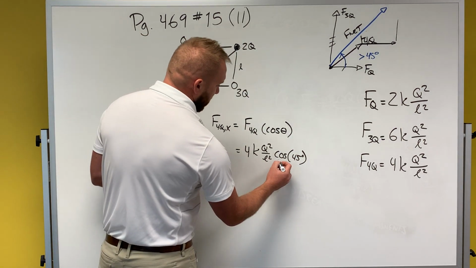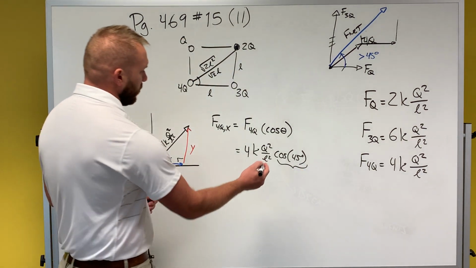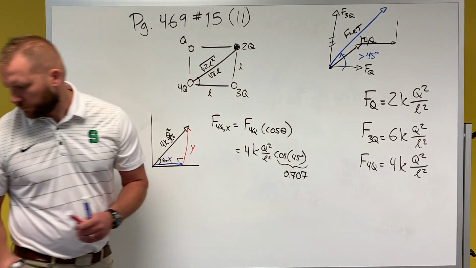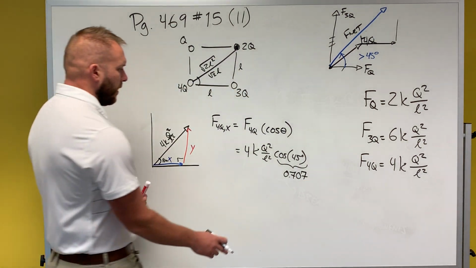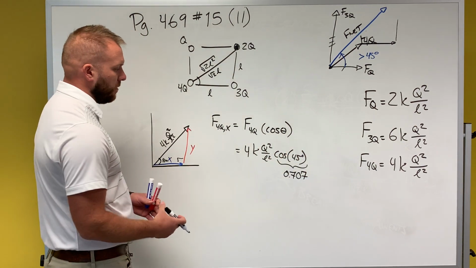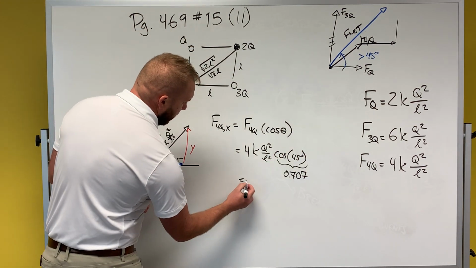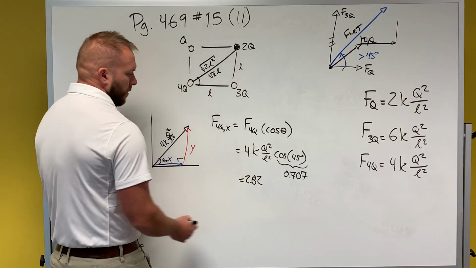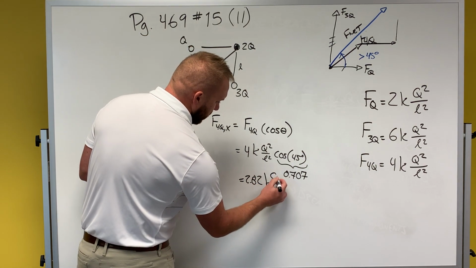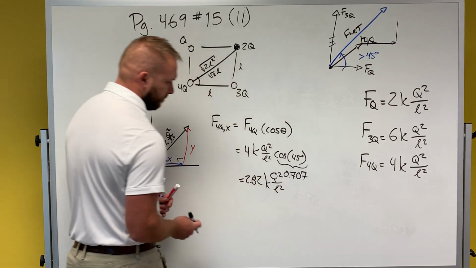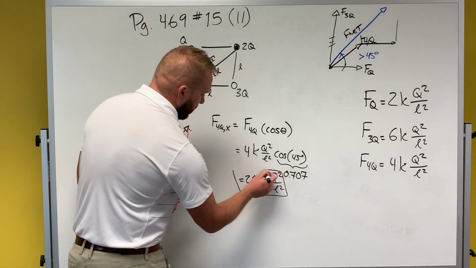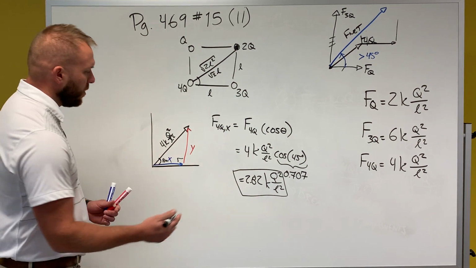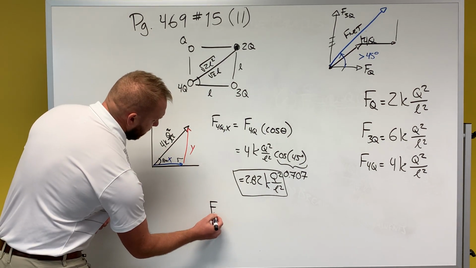So what I can do is find this value, which is 0.707. And so that just becomes a multiplier, right? Multiply that by 4, gives me 2.82. And then it's just 2.82 kq squared over L squared. So that's what the x component would be. Now, because it's a 45, 45, 90 triangle, we know that the y component is going to be exactly the same.